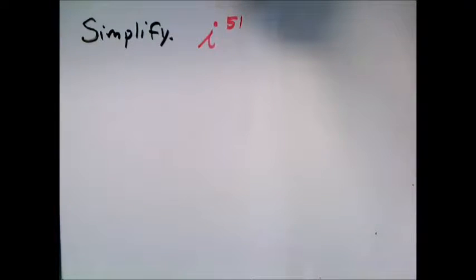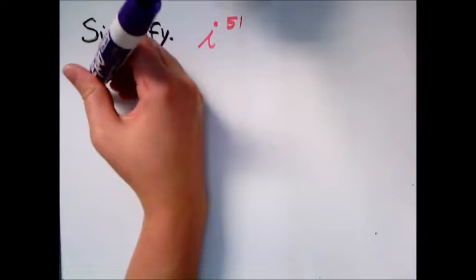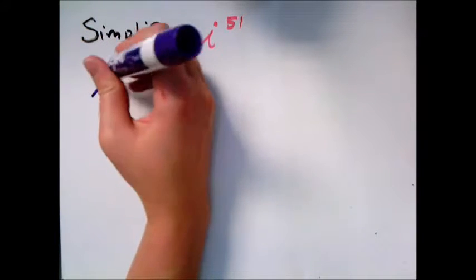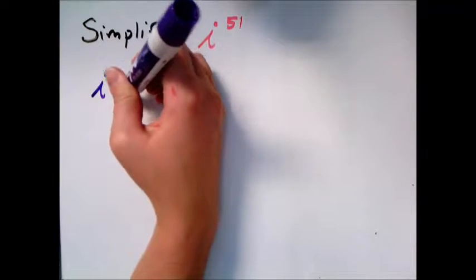When they give us these problems where we're using i to a kind of large power, they don't expect you to actually multiply that out 51 times. We're trying to see, is there any kind of pattern we can use to our advantage? Well, first, if we think about the definition here, i is just the square root of -1.